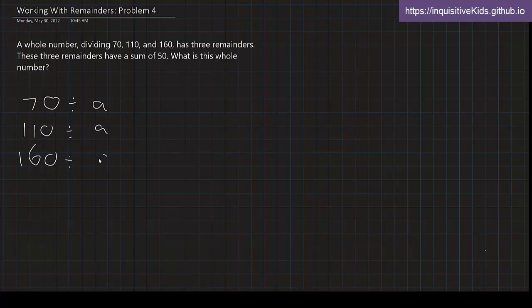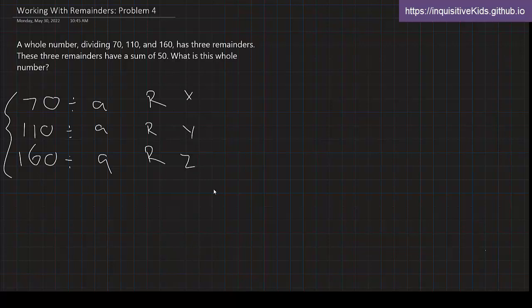This is something to make sure of. And we don't know anything about the quotients here. All we know is the remainders, x, y, and z. And the reason I only write out the remainders is because we know that x plus y plus z is 50. So what do we get from this?